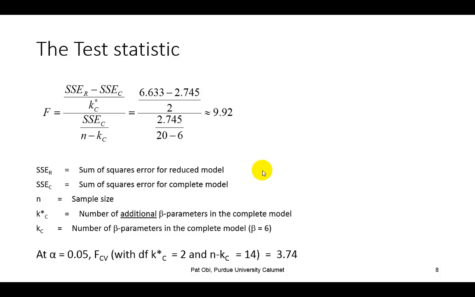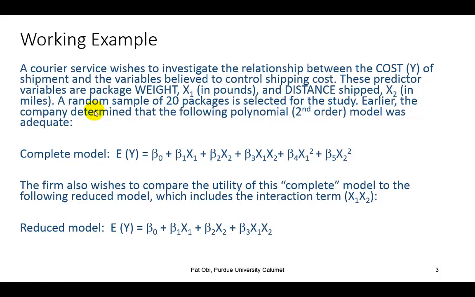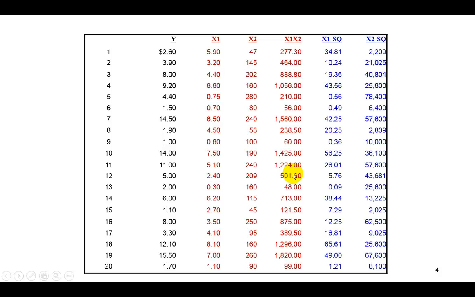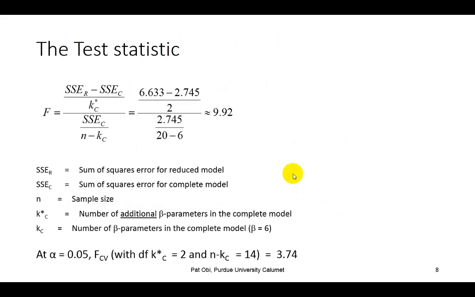To answer the question, we construct the test statistic, which has an F distribution. The numerator is a ratio, the denominator is also a ratio. SSER is sum of squares error in the reduced model, while SSEC is sum of squares error in the complete model, and these are the substituted values. K star right here is the number of additional coefficients in the complete model. If I go back, you find that we have two additional coefficients, B4 and B5, in the complete model, and that's the two that you see right here.